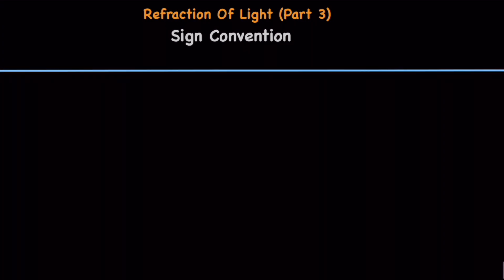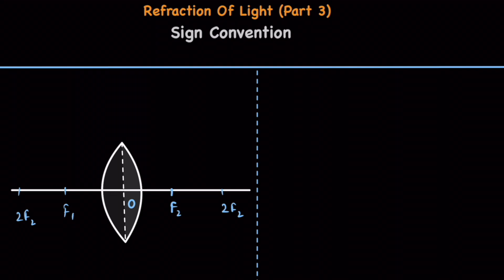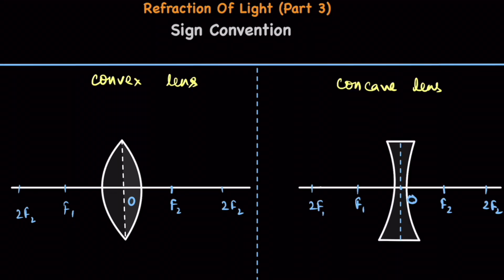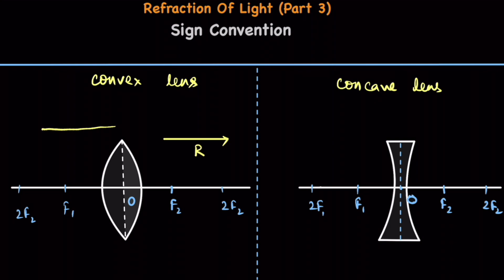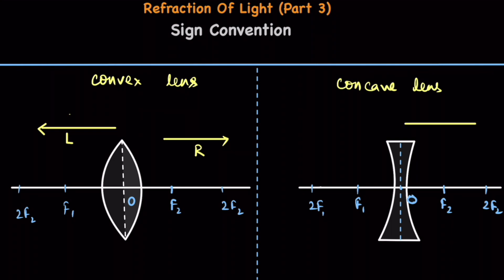So here if we draw a convex lens and concave lens, with respect to optical center, we divide the left side and the right side. This is the right side represented as R. Here is the left side represented as L. Same way for the concave lens, with respect to optical center, right side is represented as R and the left side is represented as L.